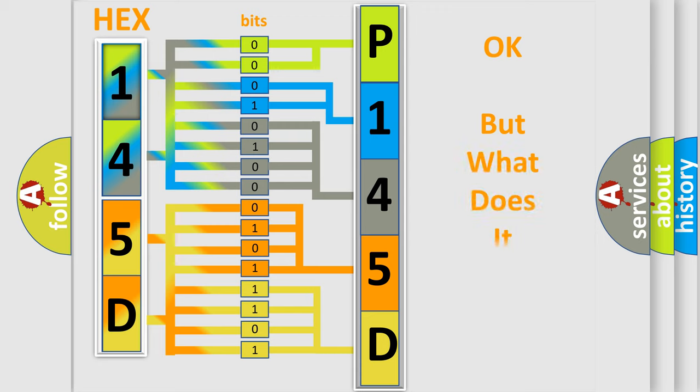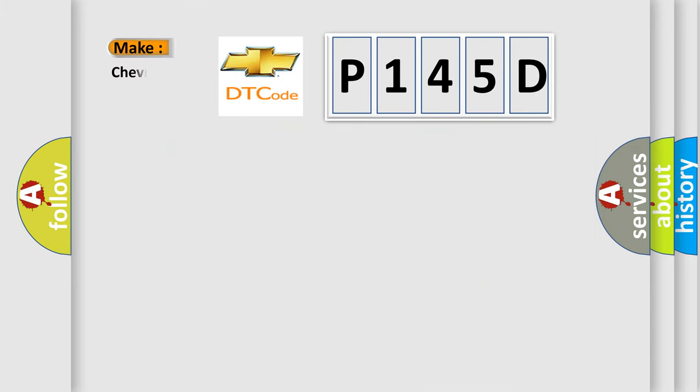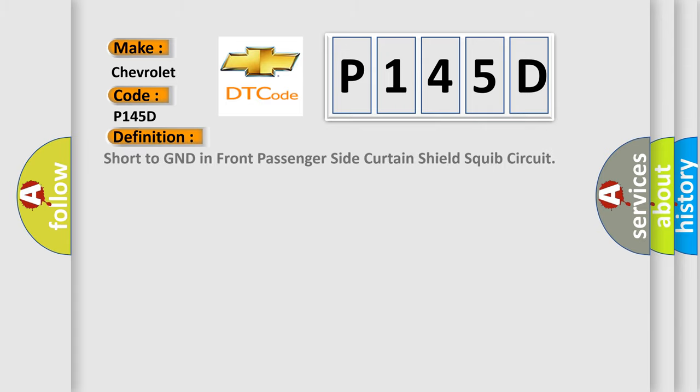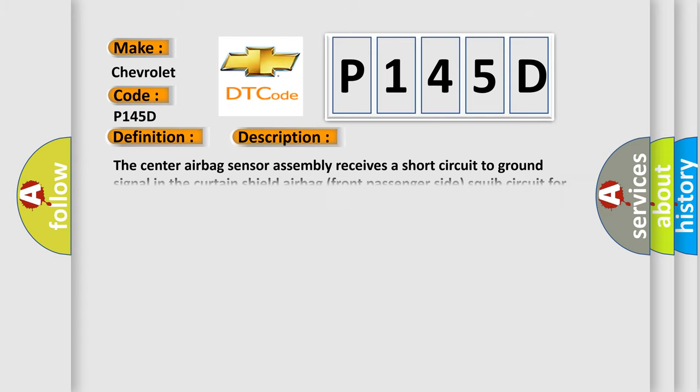The number itself does not make sense to us if we cannot assign information to what it actually expresses. So, what does the diagnostic trouble code P145D interpret specifically for Chevrolet? The basic definition is short to GND in front passenger side curtain shield squib circuit. And now this is a short description of this DTC code.